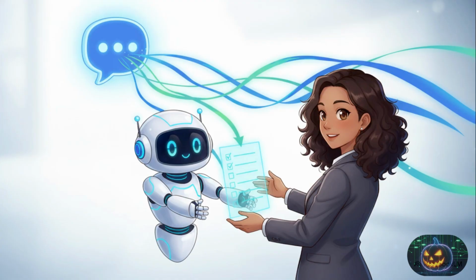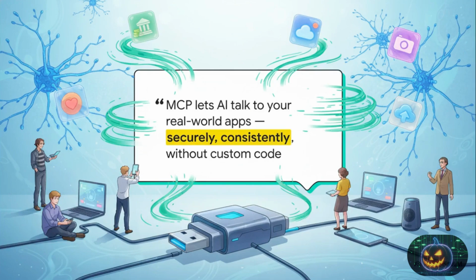It literally gives you a personal chief of staff running entirely on standard protocols without you ever having to build a custom Slack bot from scratch. So let's bring this all together. If you take away just one golden rule from today's explainer, it's this TLDR right here. MCP lets AI talk to your real-world apps securely, consistently, and without custom code for every single integration.